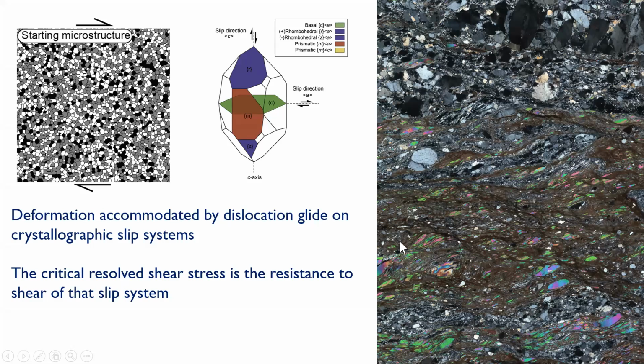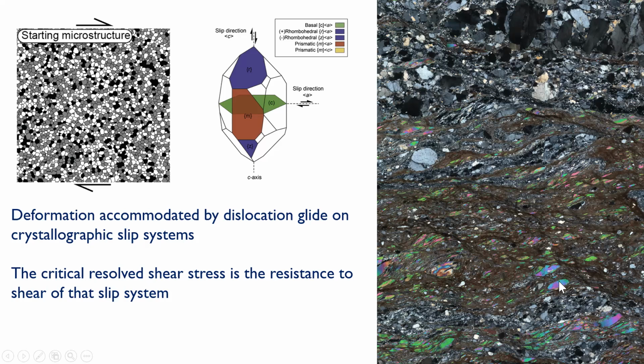Okay, so the deformation is accommodated by dislocation glide on crystallographic slip systems. Just like minerals in nature have slip systems, slip on those slip systems is how the rock deforms. The grains, the flins, in L also have slip systems. And we're able to set the critical resolved shear stress of those slip systems in order to define the resistance to shear of the slip system. So basically that's the strength of the mineral. So we're able to define the strength of the minerals by manipulating or changing this critical resolved shear stress.